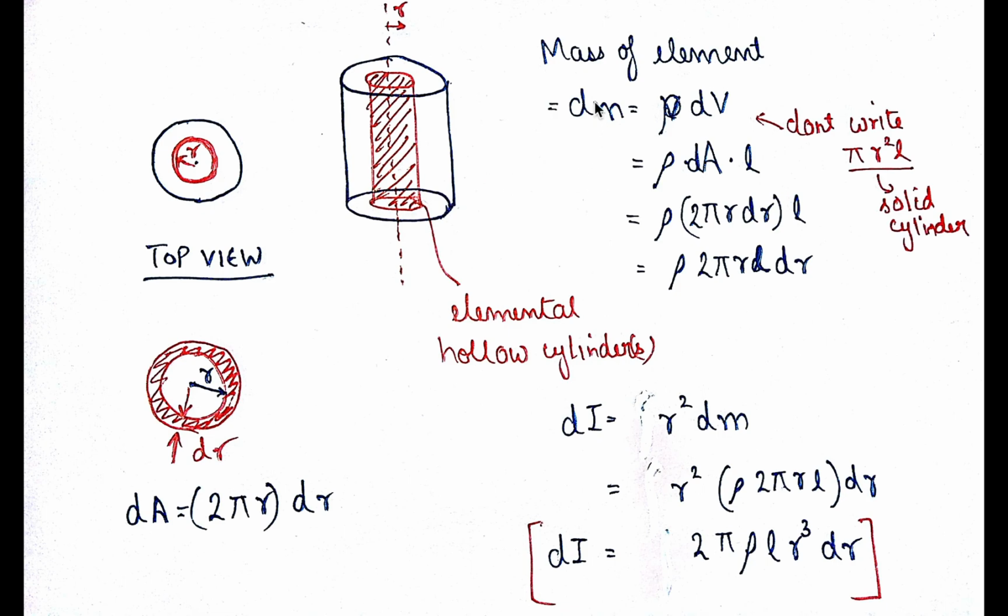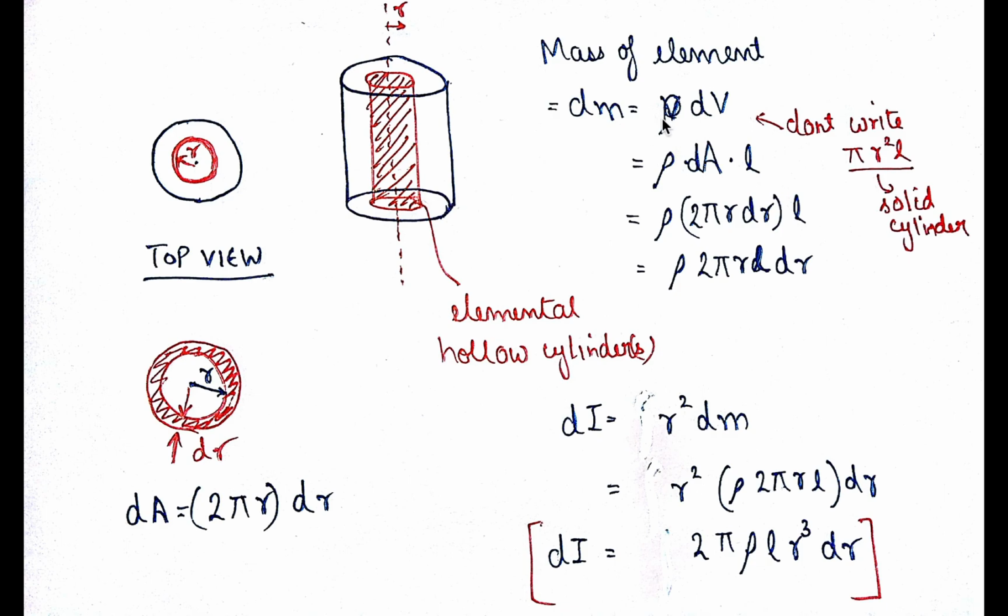The mass of this element, and remember we have taken the radius of this elemental hollow cylinder as small r, will be dm, which is equal to the density times the elemental volume. Why are we doing all this? Because this is a solid cylinder, and the element we have taken is a hollow cylinder, so its mass is a little complicated. That's why we use density equals mass upon volume.